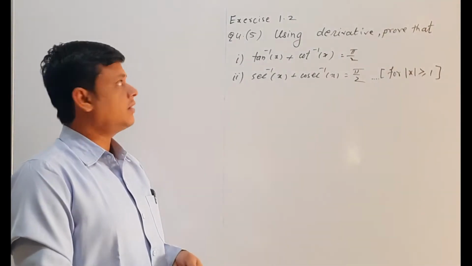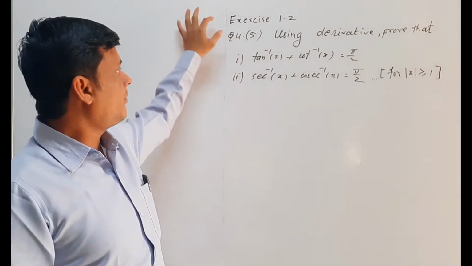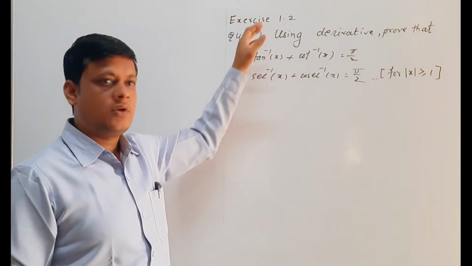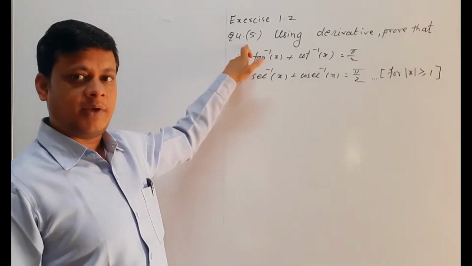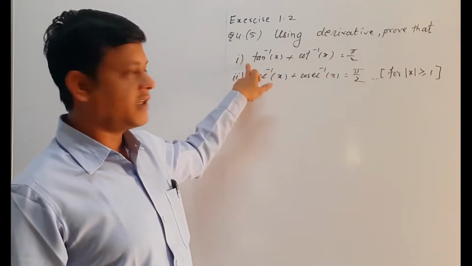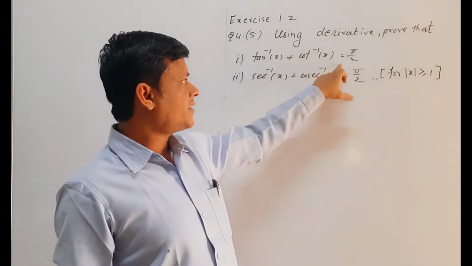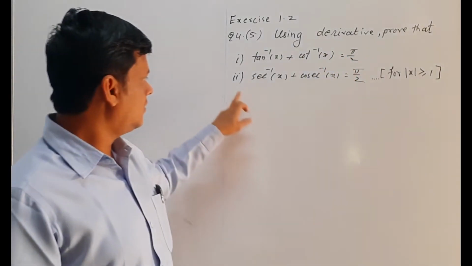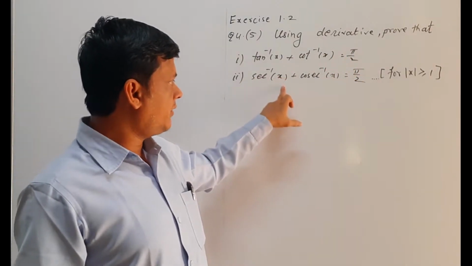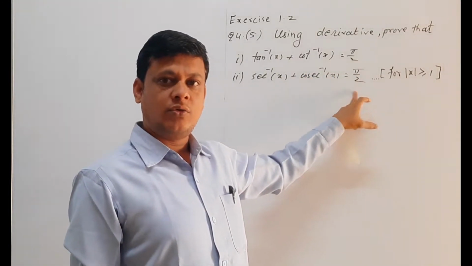In the previous lecture, we solved questions up to question number 4 from exercise 1.2. Today we solve question number 5. Using derivative, prove that: sub-question 1, tan inverse of x plus cot inverse of x equals pi by 2. Second, sec inverse of x plus cosec inverse of x equals pi by 2.